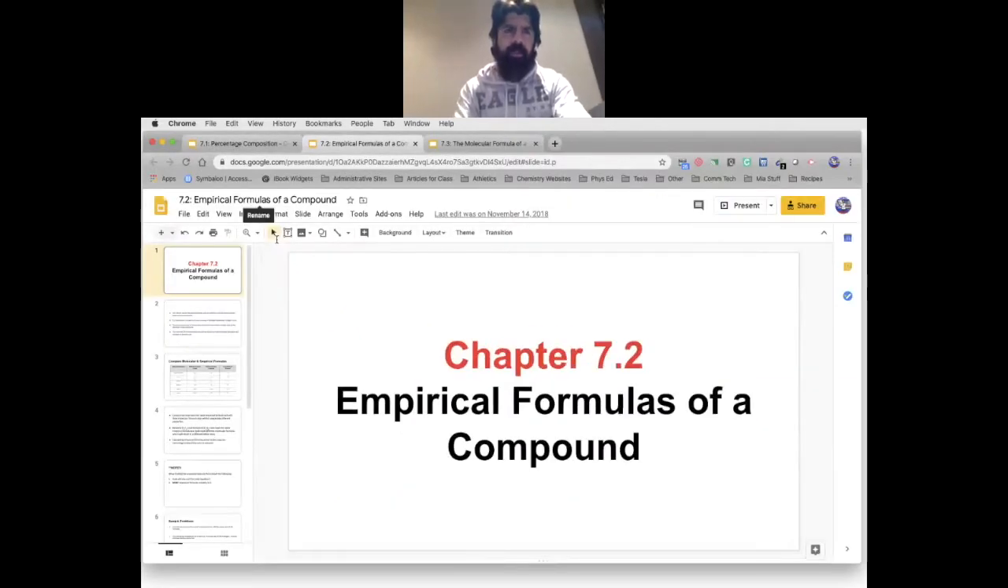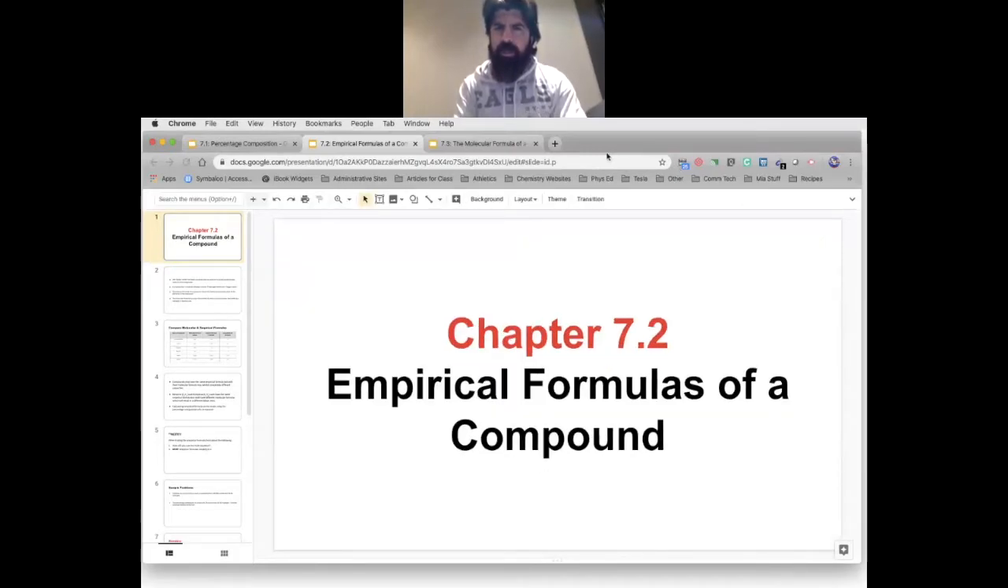Empirical formula and empirical formula of compounds. So here's where things can get a little bit tricky. Okay, so please bear with this. Like I said, things can get rather tricky.